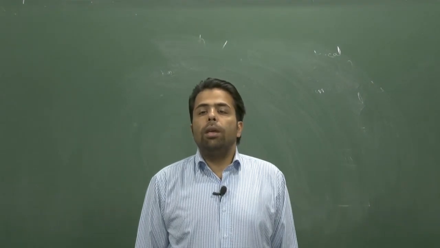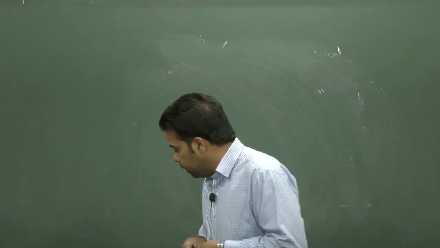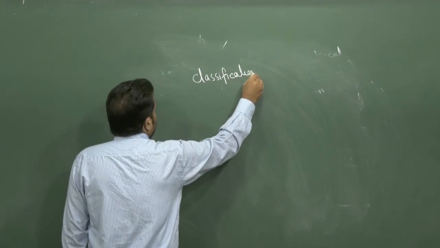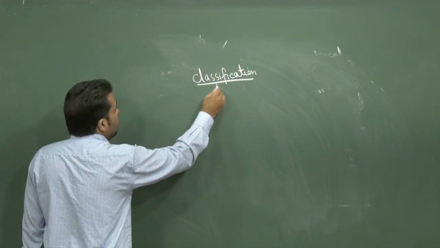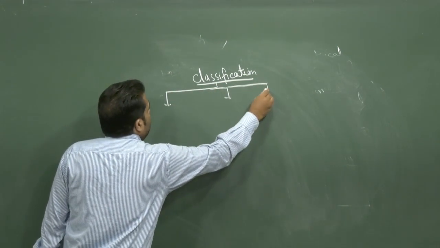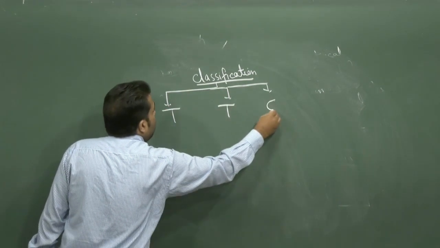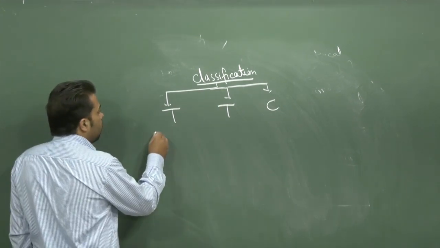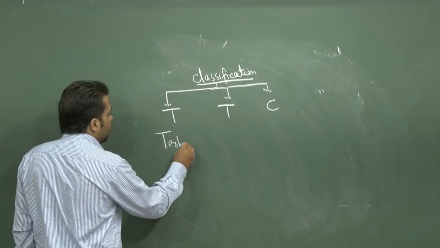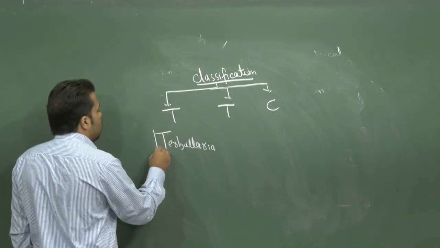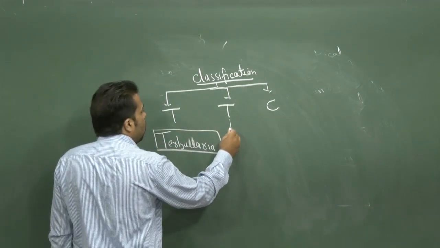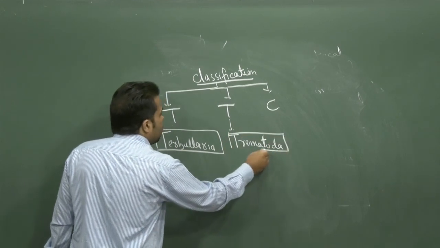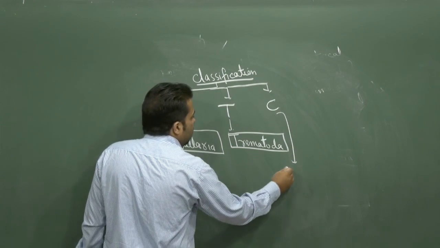So phylum Platyhelminthes is divided into three classes. Classification. Phylum Platyhelminthes is divided into three classes. You can remember it like this: TTC. TTC. Ticket check. Like this, you can remember. T stands for Turbellaria. So the first class is called Turbellaria. The second class is called Trematoda. And the third class is called Cestoda.